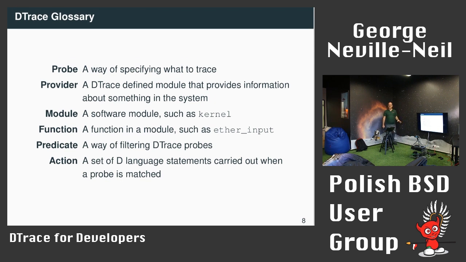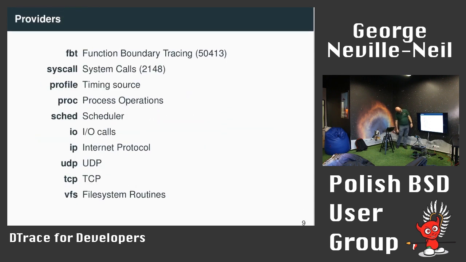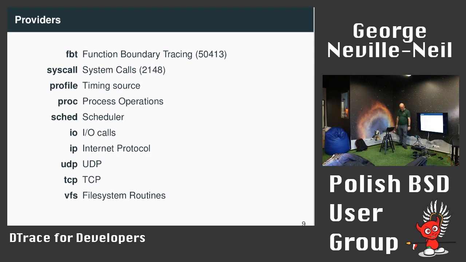I said that there were many providers. This is a short list. And this was the default list when DTrace was originally built for Solaris, which is where DTrace comes from. You've already seen the syscall provider. There's a profile provider which says fire every, you can say something like fire every 100 milliseconds or fire every second or something like that. You can look at process operations, you can look at the scheduler, general I/O, a bunch of networking providers, IP, UDP, TCP. There's now an SCTP provider, VFS for some file system operations.